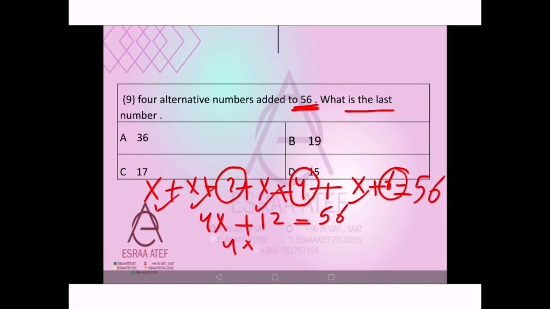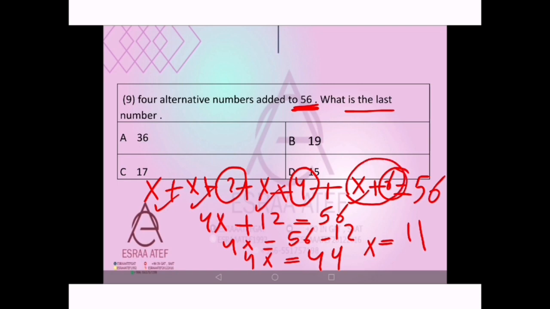So 4x equals 56 minus 12, so 4x equals 44. Okay, so x equals 11. He wants the last one, which is x plus 6. So 11 plus 6 will be 17. So the answer will be 17.